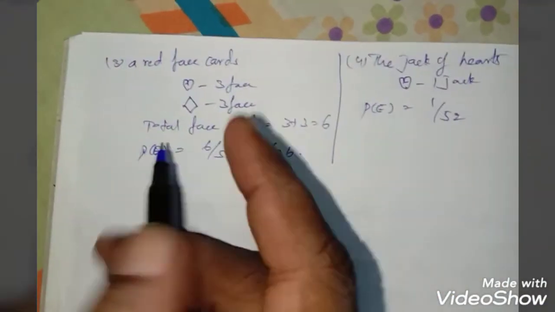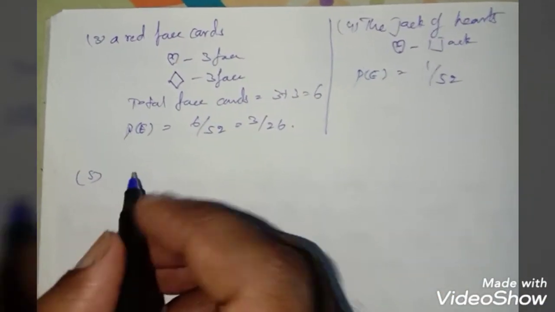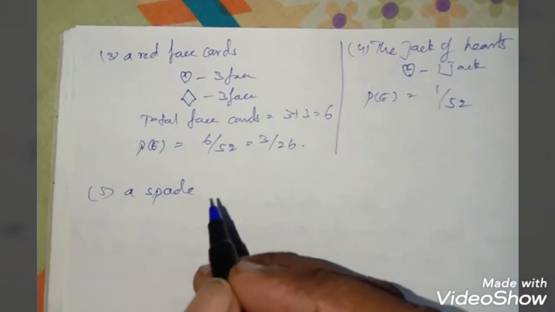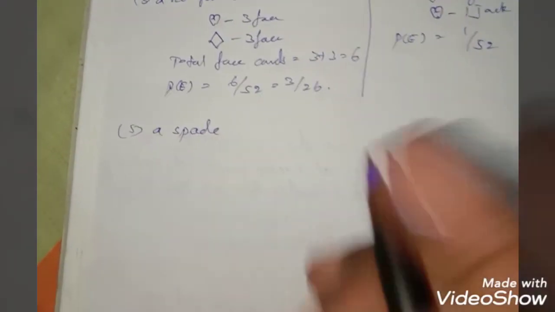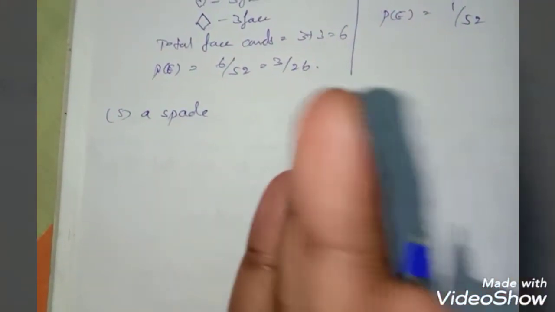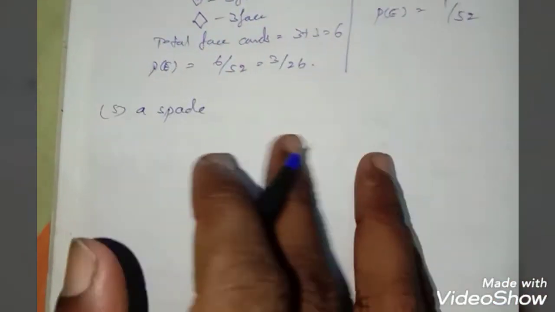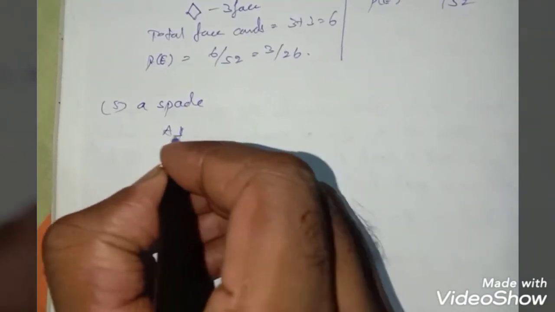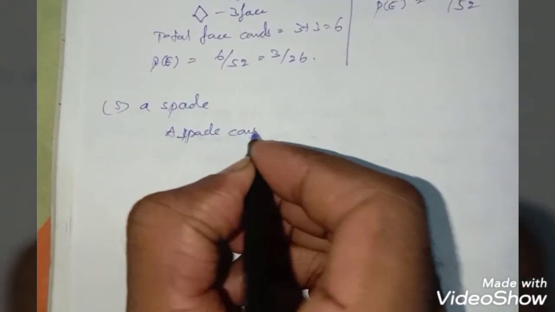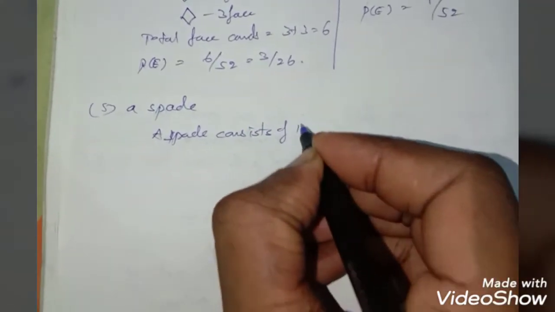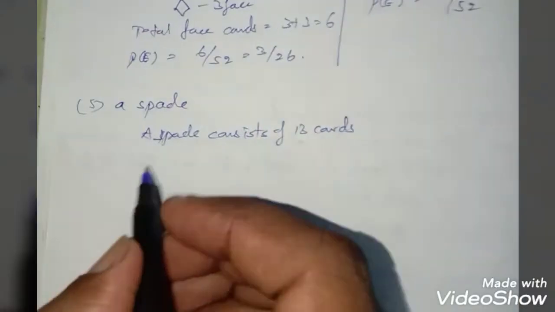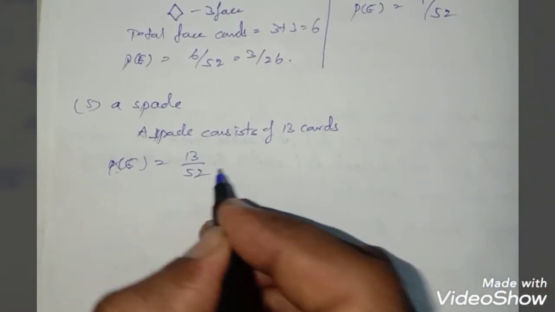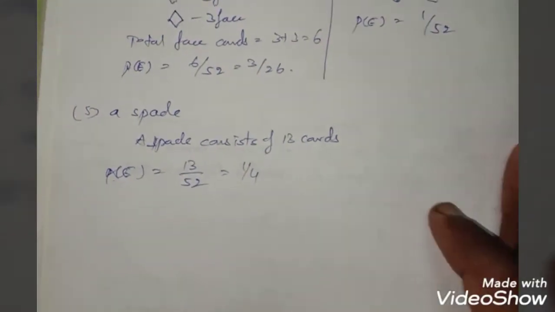Now coming to your fifth question. What's the fifth question they asked here? A spade, right? A spade is nothing but they have not mentioned face card or ace or any number card. They have just mentioned a spade. So a spade consists of 13 cards. So your probability of an event is nothing but possible outcome 13 divided by 52. Now if I further cancel, you will get 1 by 4.